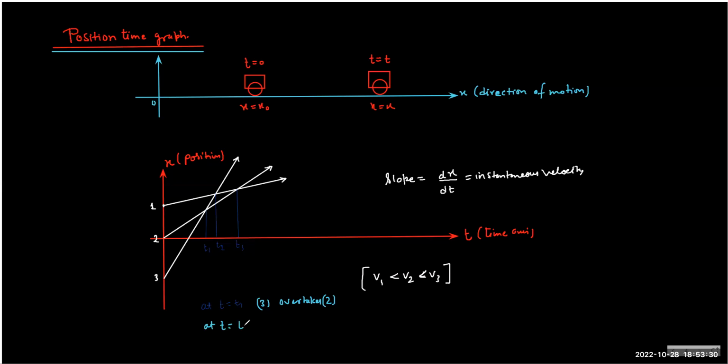At t equals t2, what we can say, guys? 3 overtakes 1. And at t equals t3, what we can say? 2 overtakes 1. So 3 was like the person most behind.